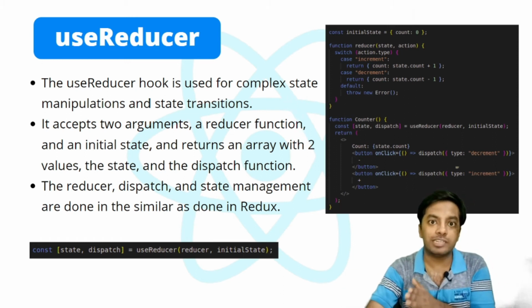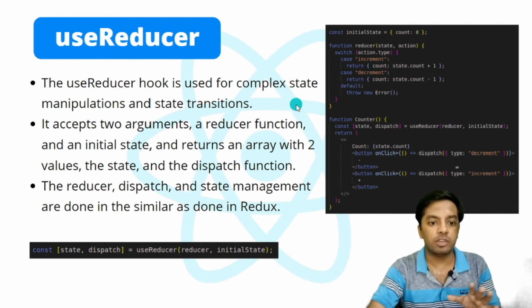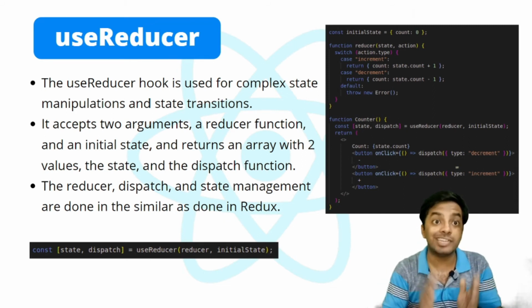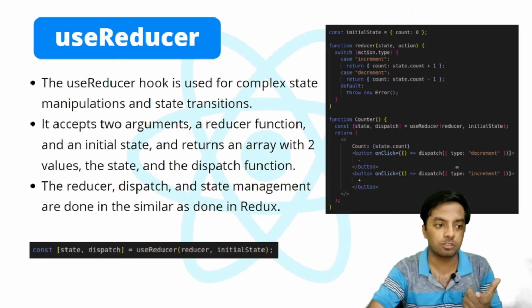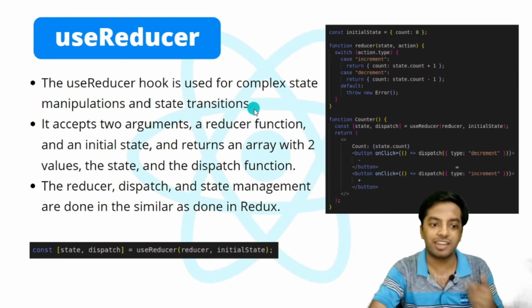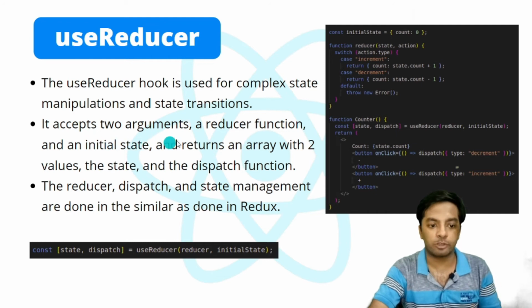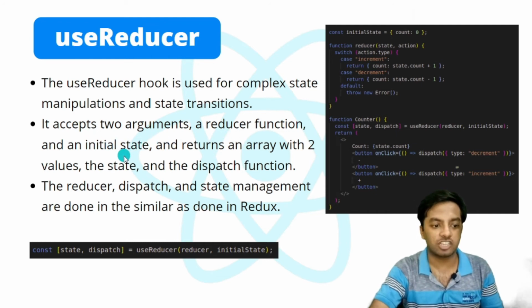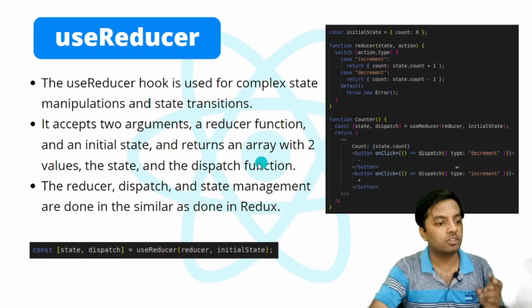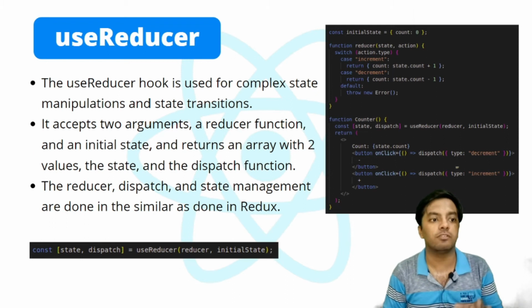So I'm not going into the deep details of those concepts, but in the future videos, I'll definitely be coming out with a video on those concepts as well. But for now, you only need to understand this much from the interview's perspective: what is useReducer. It basically performs the functions of complex state manipulations and state transitions. It works like Redux only, and it accepts two arguments, a reducer function and an initial state, and returns an array with two values, the state and the dispatch function. So this much is sufficient from the interview's perspective if the interviewer asks you about the useReducer hook.